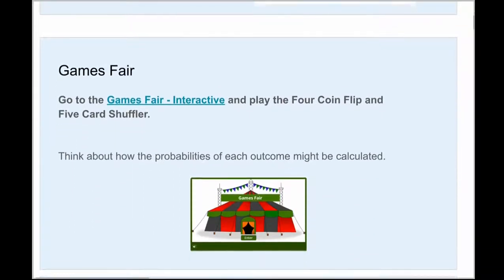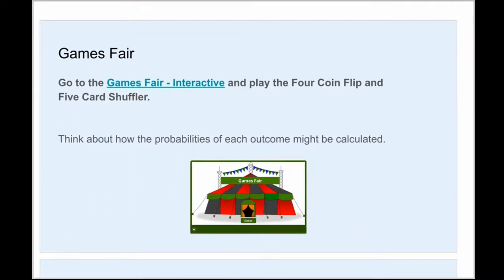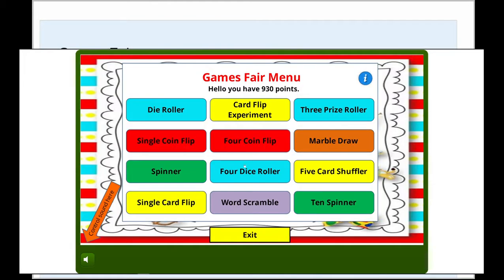Before we get into that, we're going to look at two different interactive scenarios. In our games fair, we're going to look at the 4-coin flip and the 5-card shuffler. We'll look at the 4-coin flip first. While we look at these events, I want you to think about how the probabilities of each outcome in the game might be calculated. You might not know specifically how to calculate them, but think about what you need to take into consideration while calculating them.